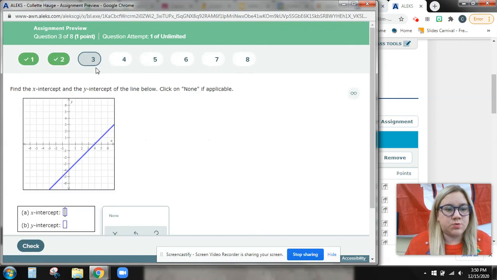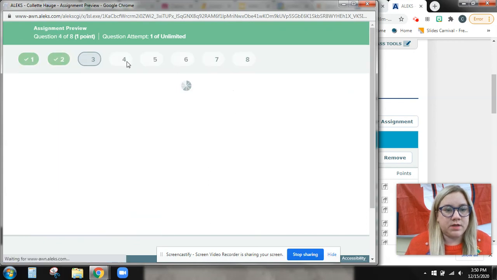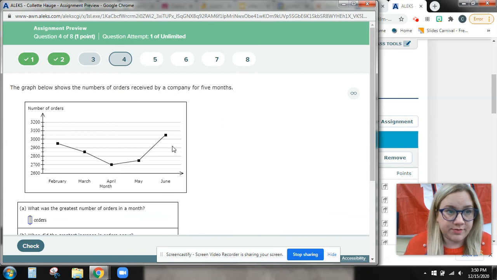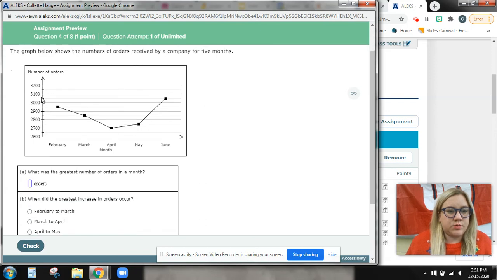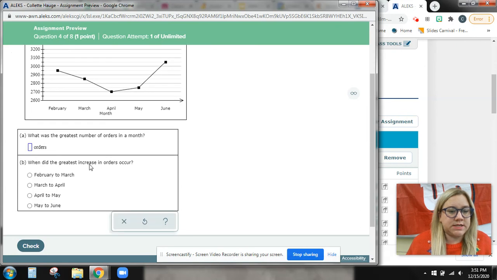Now, the next type is looking at a line graph. This is just practice. The graph below shows the number of orders. We see February, March, April, May, and June. This says what was the greatest number of orders in a month. Obviously anything that's high is going to be greater than anything that's lower. So the highest I see here is June. June had 3,050 orders.